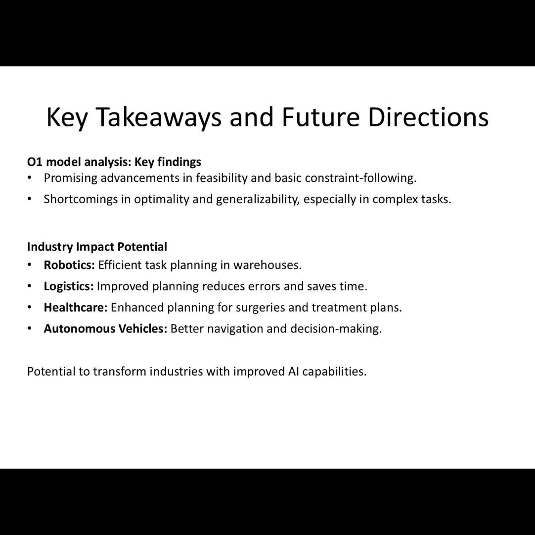It really is. So, to sum it all up, OpenAI's O1 models show a lot of promise in planning tasks, especially in terms of feasibility and constraint following. But they still need work on optimality and generalizability. There's a long way to go before we reach AGI, but these advancements are definitely steps in the right direction. Absolutely, Anu. It's exciting to see where this research will lead.